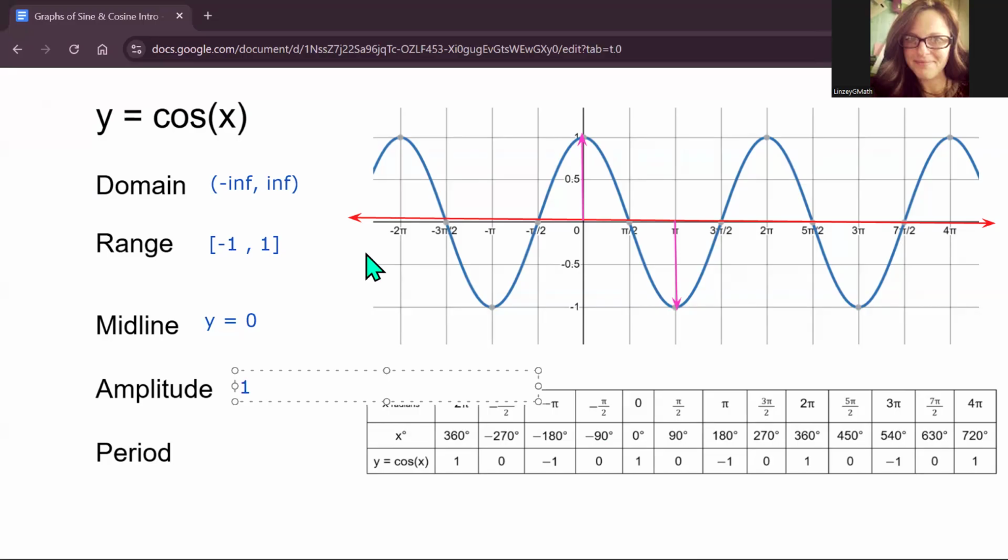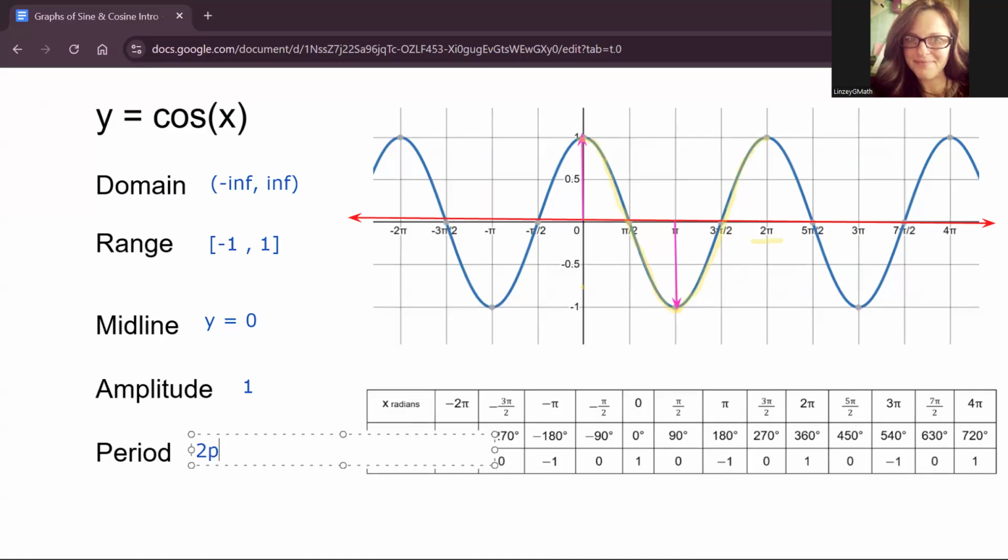And the period of our cosine function, 1 full cycle. If we start at a maximum, go down to the minimum, and get back to the maximum, we see that 1 full cycle is again 2 pi.